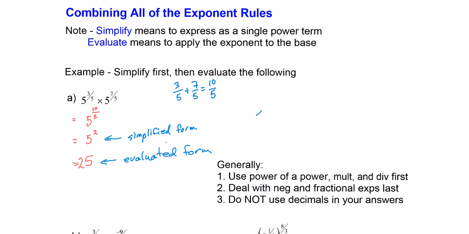Now, let's go through the rest of these problems and see if we can come up with similar solutions. Remember, every time we do this, we use power of a power, multiplication and division first, deal with our negative and rational exponents, and then we try not to leave any fractions. We try to leave stuff in decimal form. We can leave stuff in fractional form in the end though. So here we go.